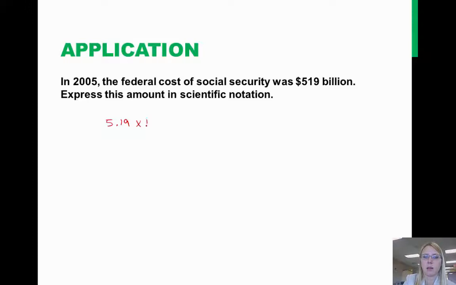So this would be times 10. And remember, to make a million, you need 6 zeros. So to make a billion, you're going to need 9 spots. So this would be 5.19 times 10 to the 9th.